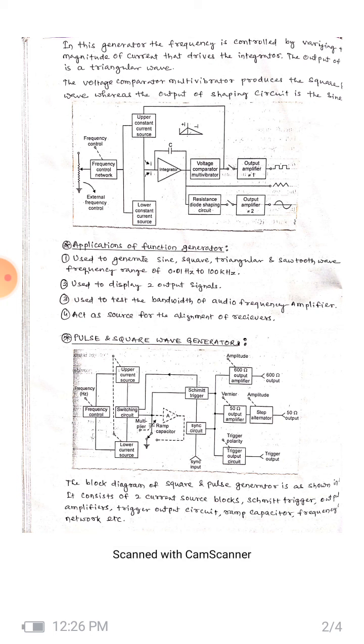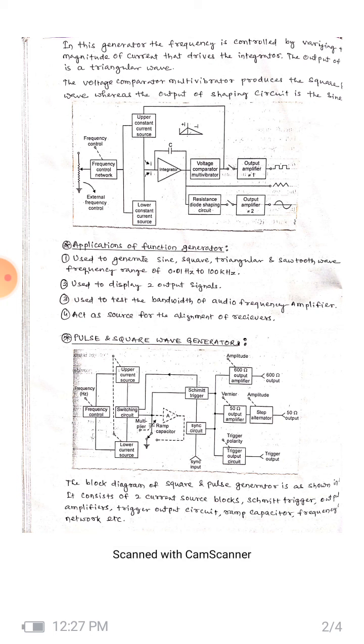Next we are going to see the applications of the function generator. It is used to generate sine, square, triangular and sawtooth waveforms. It is used to display two output signals, and it acts as a source for the alignment of receivers. It is used to introduce an error signal into a closed loop, when working with analog circuits, and as a signal source to test amplifiers.